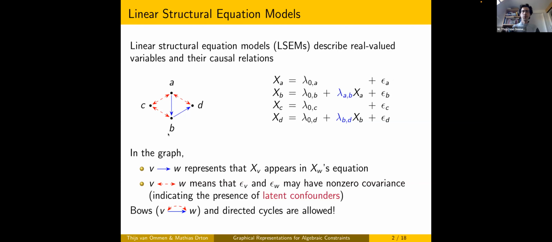So it is through these bidirected edges that linear structural equation models can also talk about latent confounders. The latent confounders are not represented explicitly, but these bidirected edges account for the possibility that they may exist. And further, it's possible to have both a directed and a bidirected edge between two variables. That's called a bow, and even directed cycles are allowed in general. That makes these models very general, and this is a very rich class of graphs. Well, that's what we want to talk about. Though, in practice, I will not be saying very much about the case of directed cycles today.